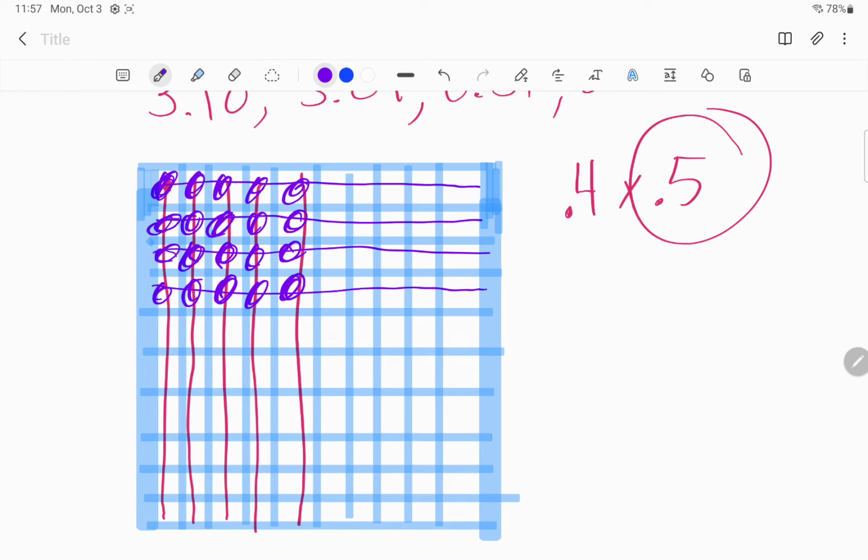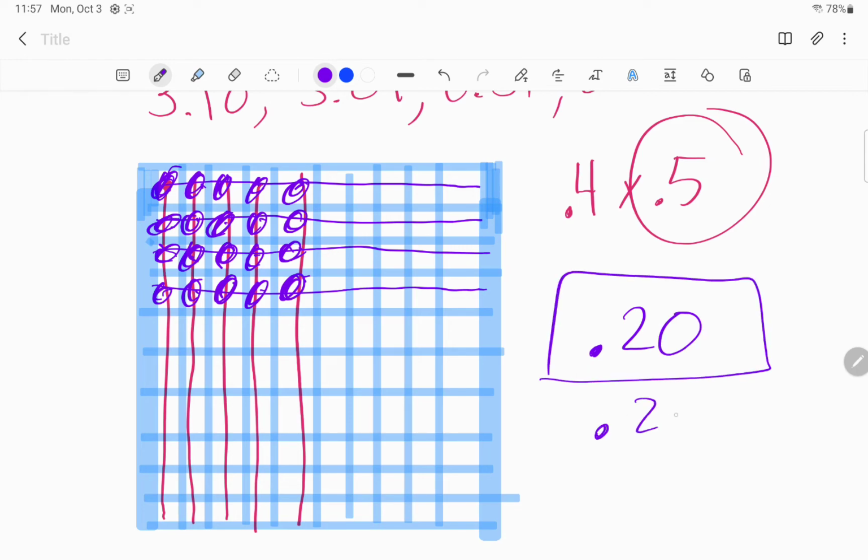Now the problem is I just see 1, 2, 3, 4, 5, 6, 7, 8, 9, 10, 11, 12, 13, 14, 15, 16, 17, 18, 19, 20. I see 20 of them. So that is 20 hundredths or 2 tenths. So if you multiply a tenth and a tenth, you could write your answer as a hundredth.